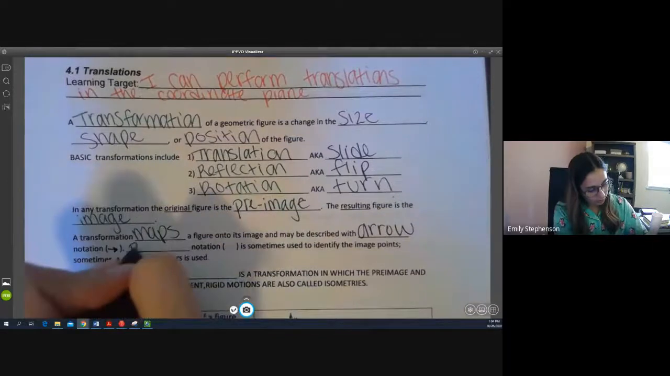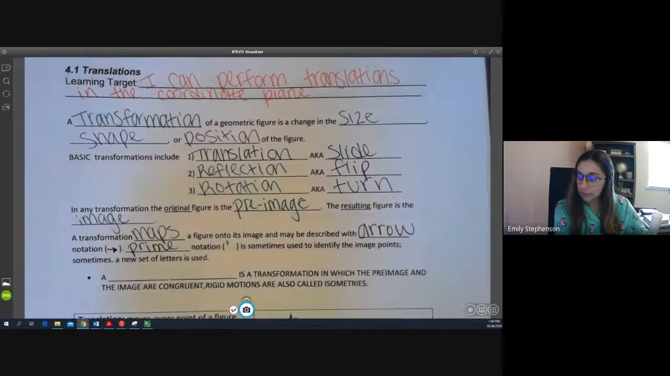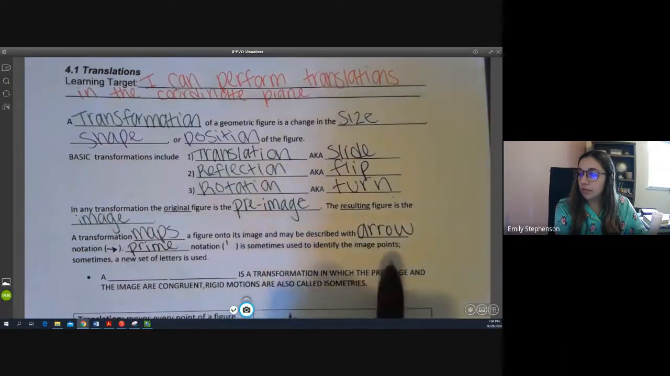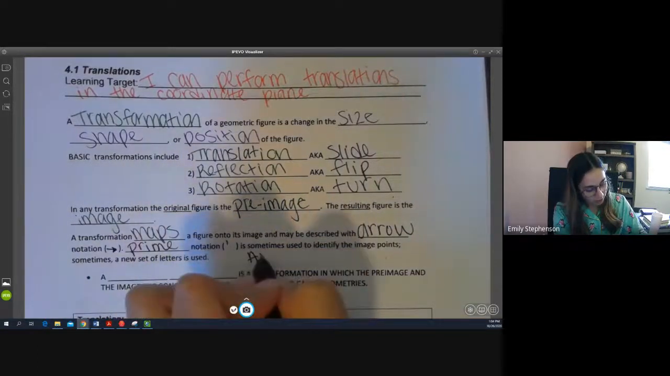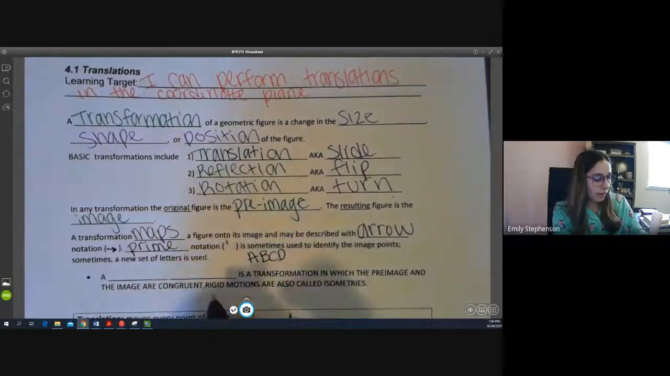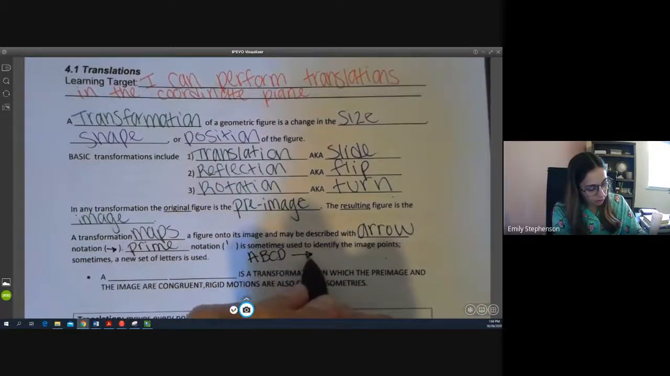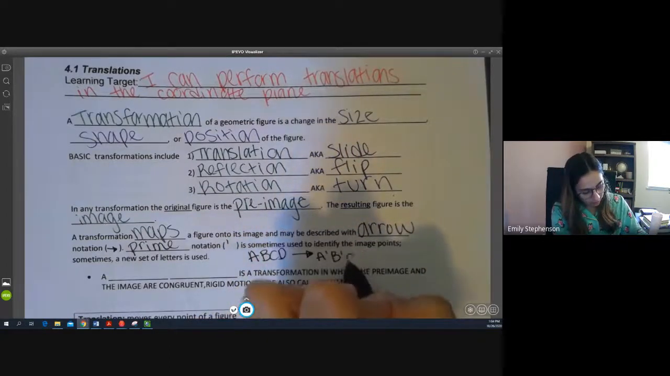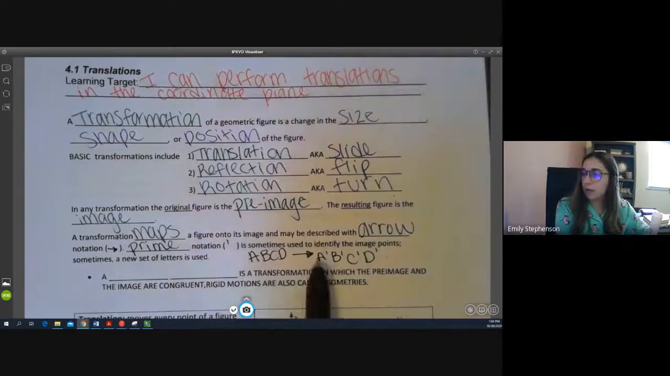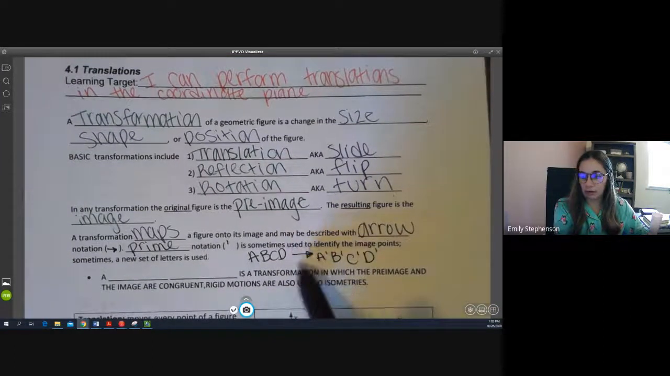Prime notation uses an apostrophe. It's sometimes used to identify the image points. Sometimes a new set of letters is used. And so for example, if I have a shape A, B, C, D, and I have some transformation that changes it, my new shape, my image, is A prime, B prime, C prime, D prime. And I know that this is the new shape because of this prime notation. I know that the transformation took place because of this arrow notation.